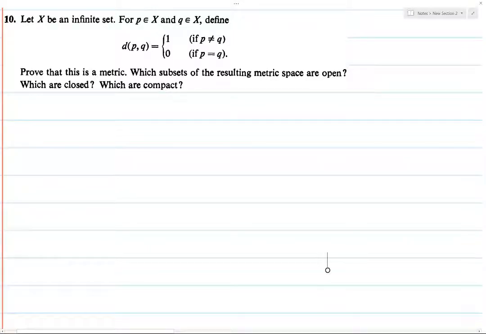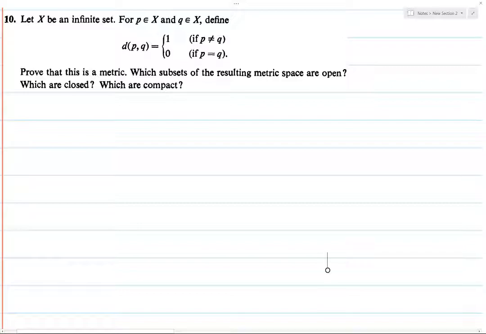Alright, so we are given this distance function, and we want to prove that it's a metric, and we want to figure out what the topology resulting from this metric looks like, what the metric space looks like.